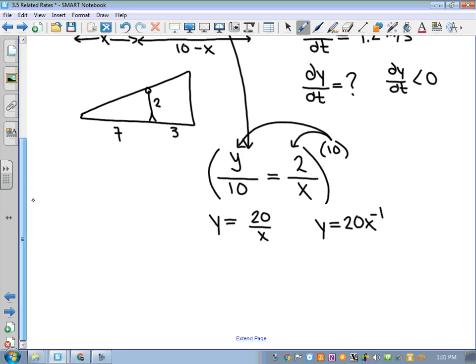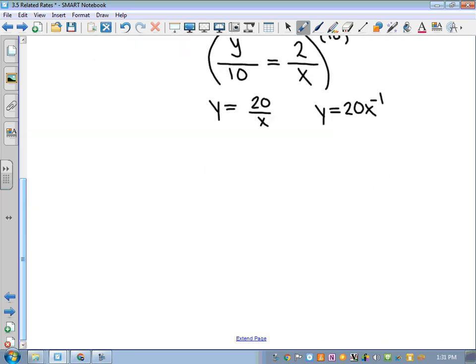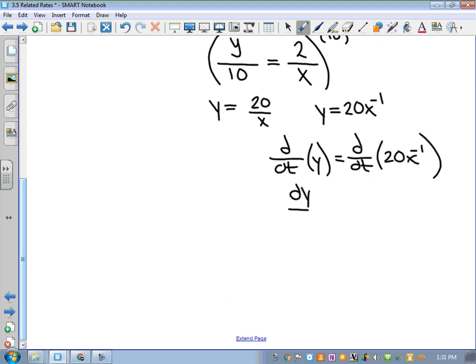when I take the derivative with respect to time of both sides, what I end up with is dy over dt, which is the rate at which the shadow is decreasing, is equal to the derivative of this, which is negative 20 times x to the negative 2. But we didn't take the derivative with respect to x, we took it with respect to t, so we need to make sure that Leibniz fraction shows up one more time.